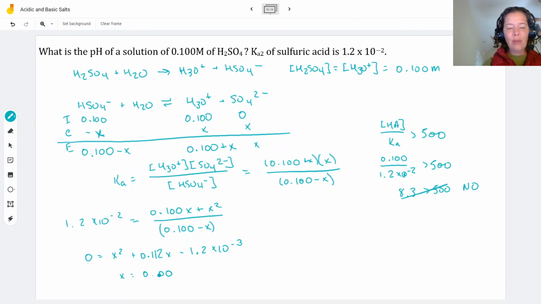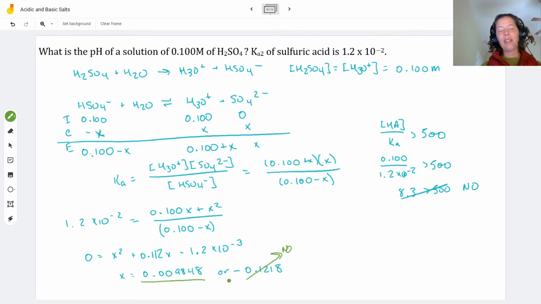We get 0.009848 or negative 0.1218. When you're deciding between your two values of X, usually in the case of using quadratics for equilibrium, you'll get one positive value and one negative value. Remember, you can't have a concentration that is negative. That does not exist. So it makes it very easy to determine that this is not the correct root, so I'll write no right there. Don't use the negative value. Go with the positive value. So this is your value of X.